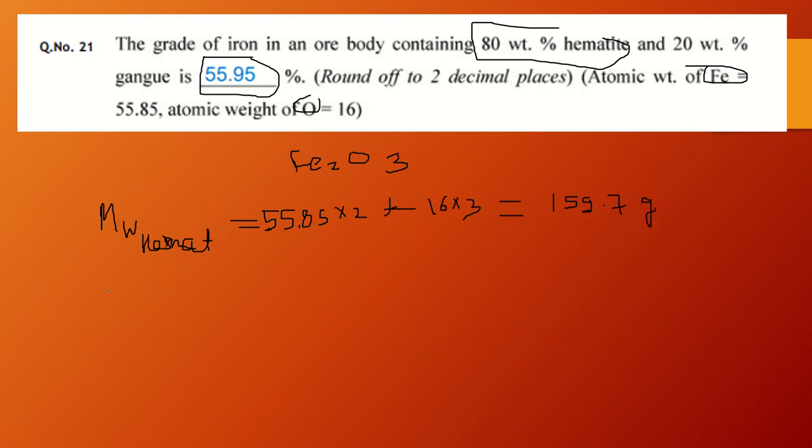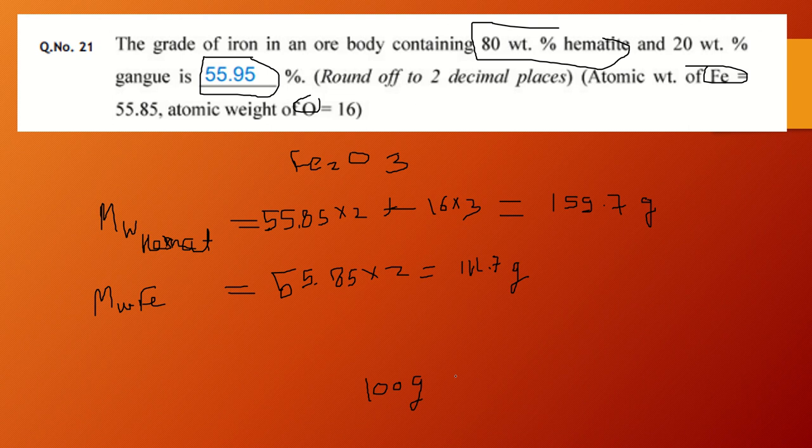Then we will calculate the molecular weight of iron in the hematite. We know that there are two atoms of iron, so it is simply 55.85 into 2, and that will be 111.7. So this will be the molecular weight of iron. Now let us assume that we have a total ore of 100 gram, so the total weight is 100 gram.